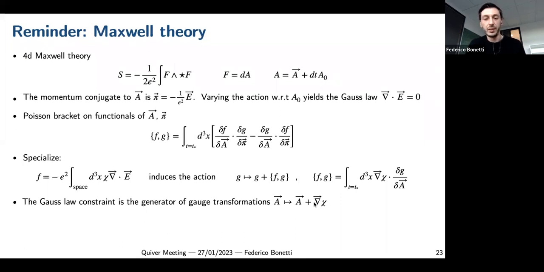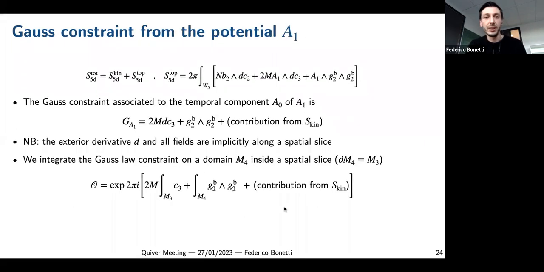This is a very simple and well-known example, but the philosophy, the lesson, if you wish, carries through. Even in our more complicated setup, the same qualitative features persist. So all we have to identify, therefore, are the Gauss law constraints and integrate them on suitable loci in a space slice. What happens if we do it in our example?